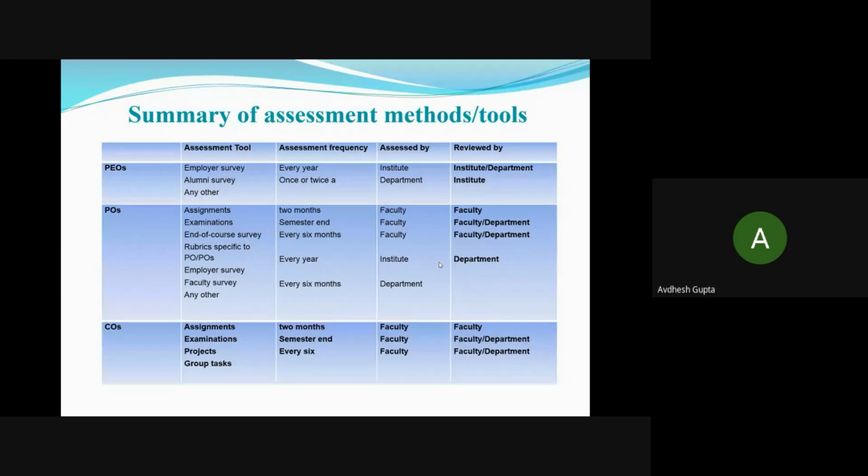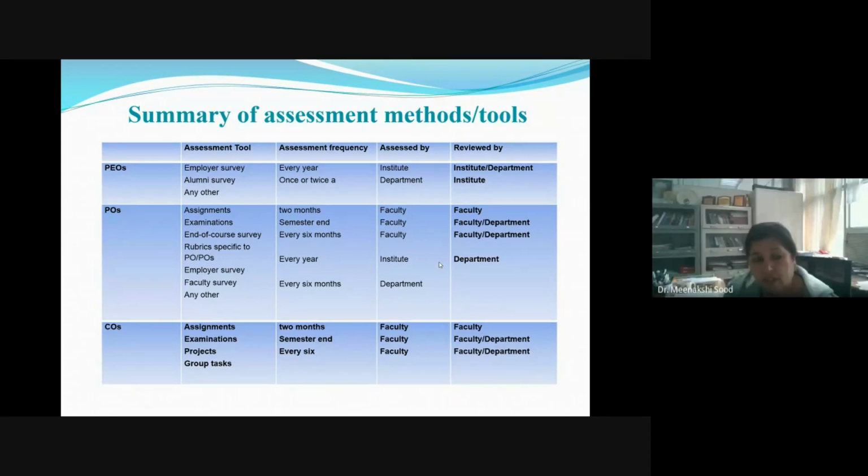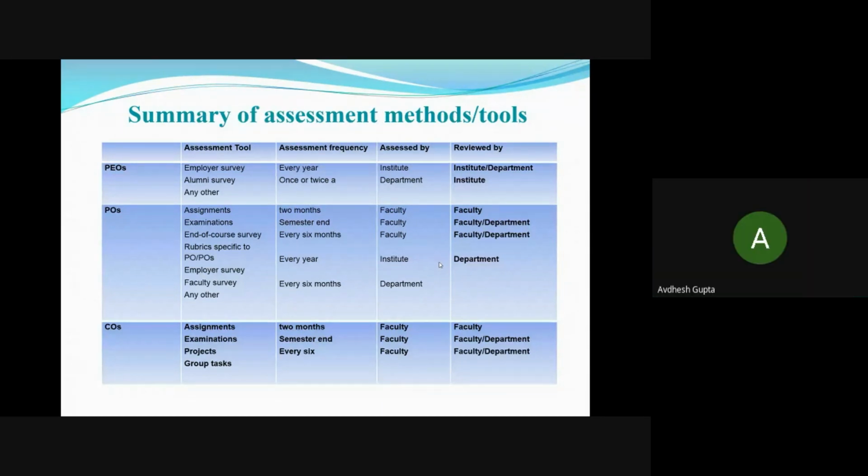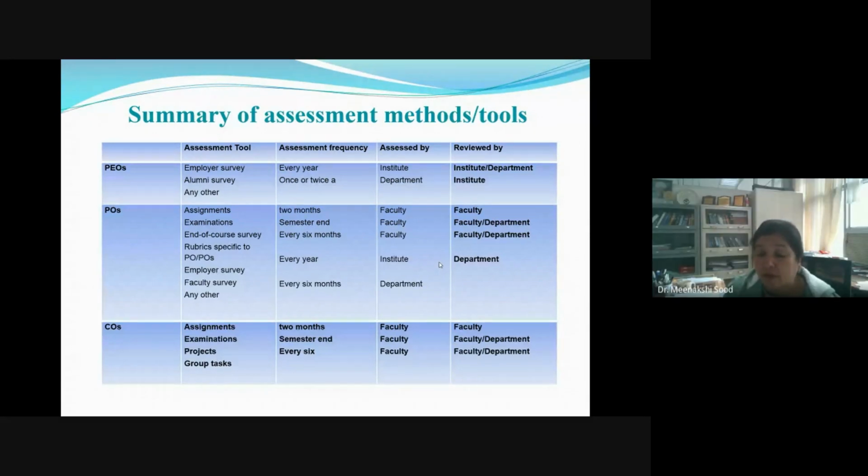I'm talking about PEOs, review of PEOs. If we are taking review meetings for PEO, in that only stakeholders and institution or department faculties will be sufficient, or is some outside reviewer required? No, for reviewing, the institute or department is sufficient. But for framing or modifying, you have to form a committee which will include all the stakeholders.